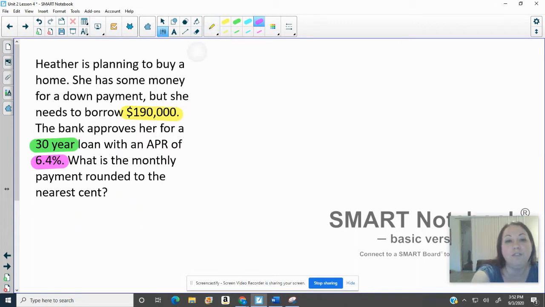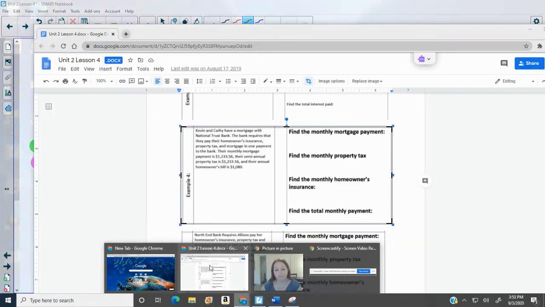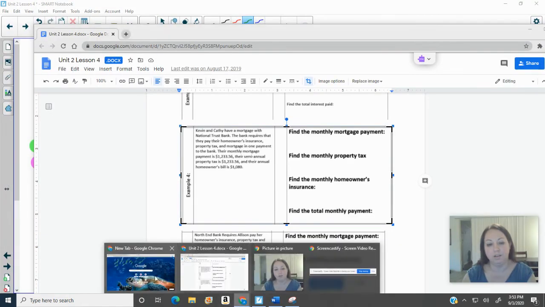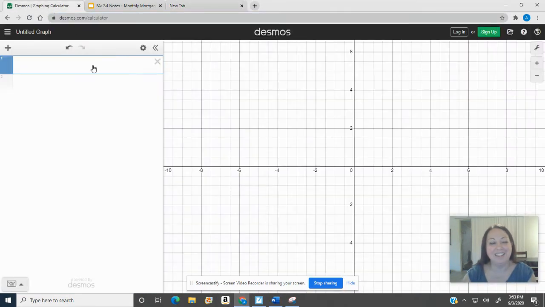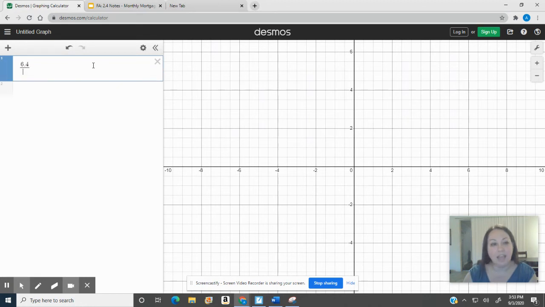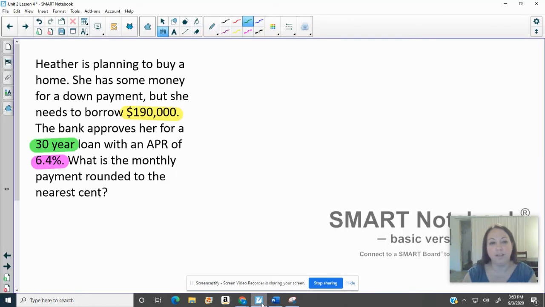You guys, the very first thing that I'm going to do is go over to Desmos, and I'm going to take that... Oh my goodness. Sorry, I clicked the wrong one here. You're going to take that 6.4%, and I want you to divide it by 100. So 6.4% is really going to be 0.064. So I'm going to make the note here that the rate is actually 0.064. You are going to need that.